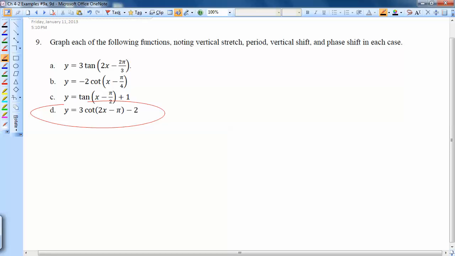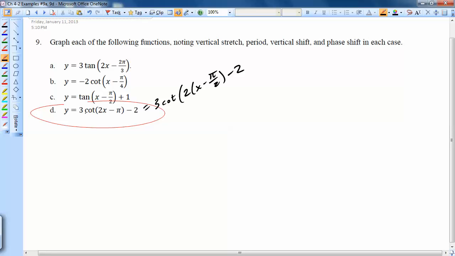Okay, so I want to do number 9D here from the example handout, not from the homework. In this one, it's a cotangent function. So we've got to do two things. First, let's get it into the form that we've been using for everything else. So that's going to be 3 cotangent (2x minus pi over 2) minus 2. Anyway, okay, so we've got that.